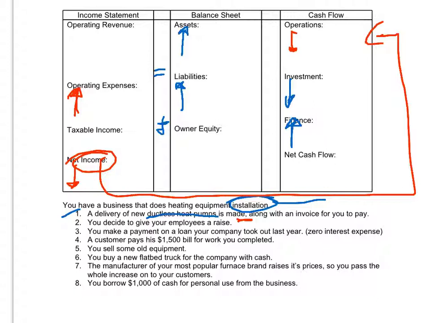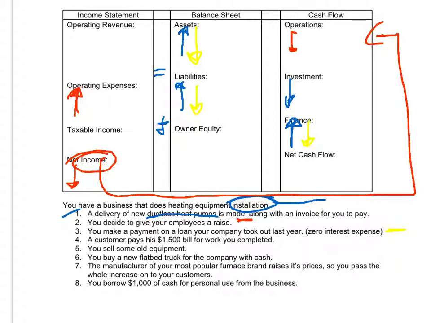So let's go ahead and switch to yellow for a bit and go to question number three. You make a payment on a loan your company took out last year. Well, payment, that's some cash, and it's going away. At the same time, your liabilities are decreasing. Balance sheet balances, and that's the way of thinking about it. You're exchanging some of your liabilities for cash. At the same time, you see a decrease in cash from finance. That's where it goes when you pay things off.